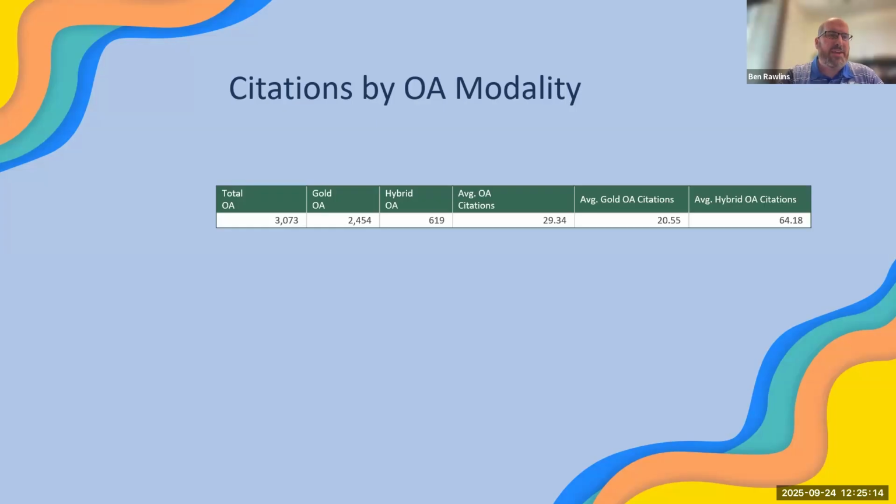The average for Gold OA is about 20.5 citations per article, which is slightly lower than the overall average, which is 20.94. On the other side, hybrid open access tells a bit of a different story. Articles published in hybrid OA journals were cited an average of 64 times per article, which is more than triple the average for gold and UK overall. So while a lot of our faculty and researchers are publishing OA articles in gold, they receive about 2% fewer citations than the overall average, while hybrid OA articles receive more than 200% more citations.